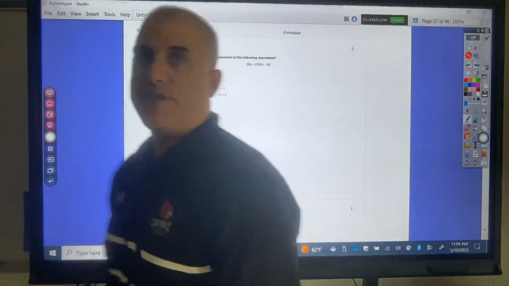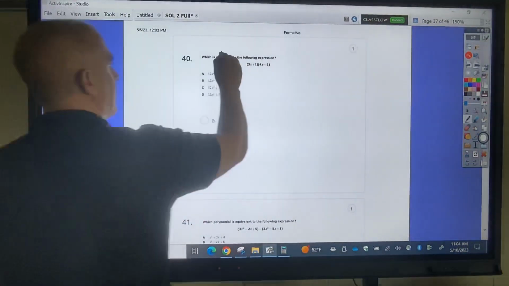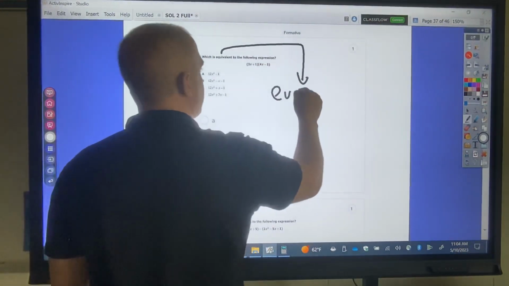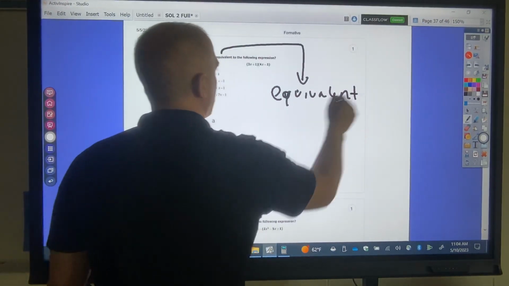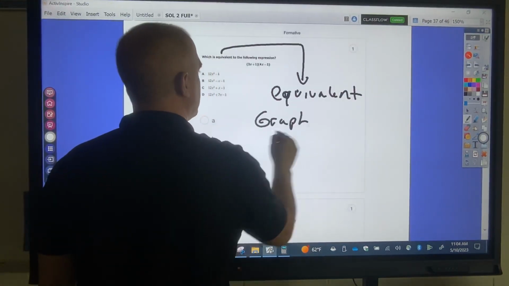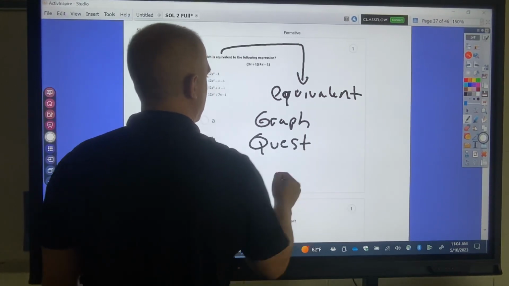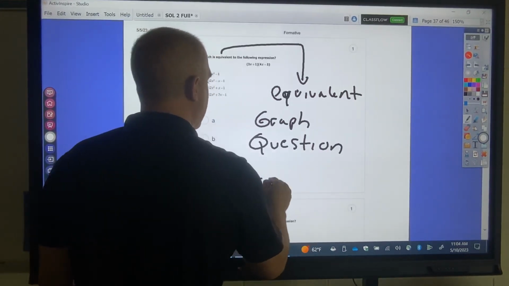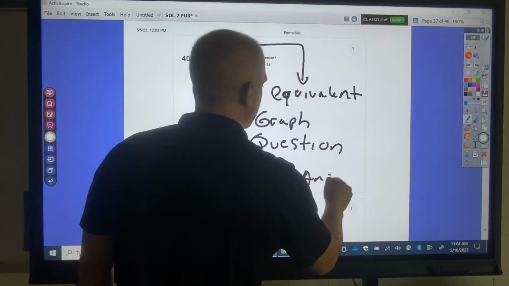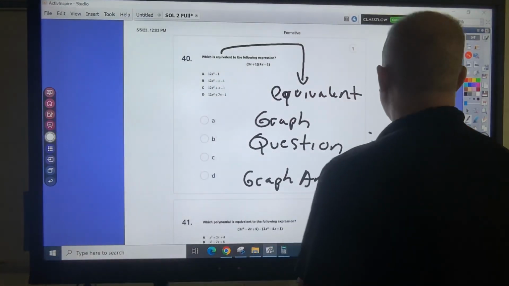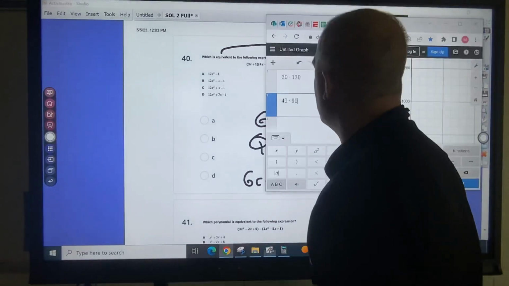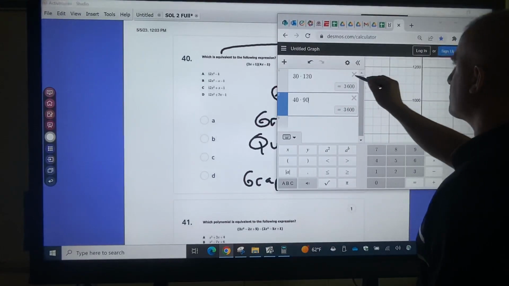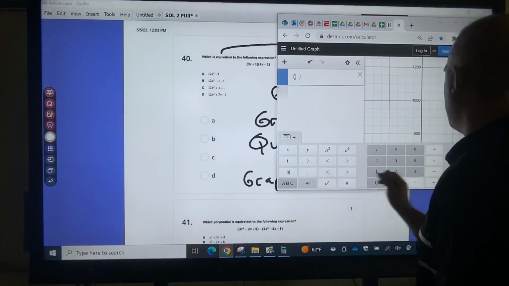Okay? Now, for these ones that say equivalent, here is a way to help yourself. What equivalent means. What you should do: graph the question, graph the answers. What you're looking for is the same shape. Okay? All right, this is a shortcut way of doing this. I think it's going to help you guys get this right.